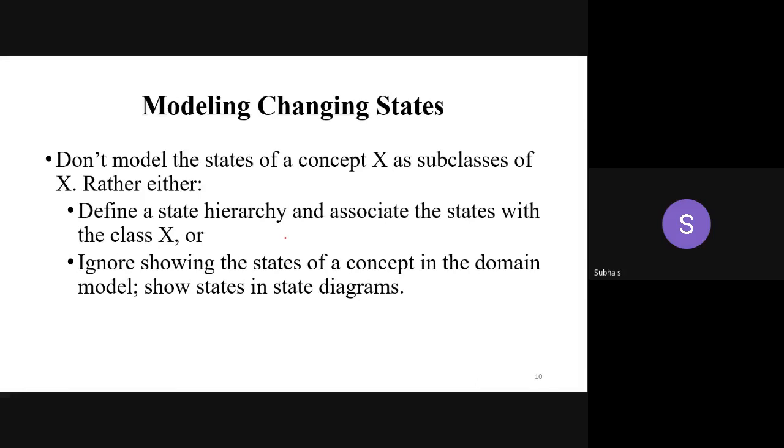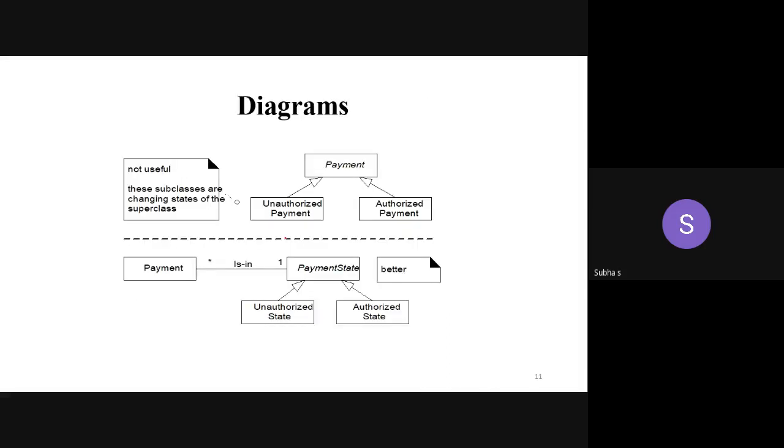Instead of that, you have to define a state hierarchy. Like a class hierarchy, you can have a state hierarchy, and then you have to associate the states with the particular class. Yes, it won't be clear if I just mention it theoretically. Look at this example. You can note the major difference here. So look at that first diagram.